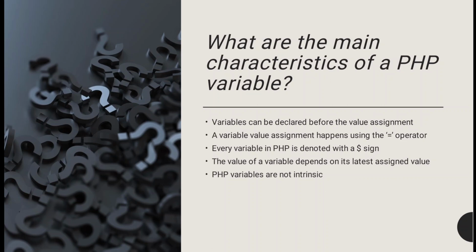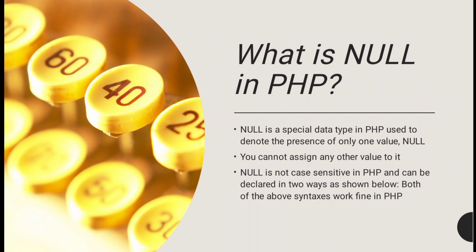What are the main characteristics of PHP variables? Variables can be declared before the value assignment. A variable value assignment happens using the equals operator. Every variable in PHP is denoted by a dollar sign. The value of a variable depends on its latest assigned value, and PHP variables are not intrinsic. So these are the important characteristics of a PHP variable.